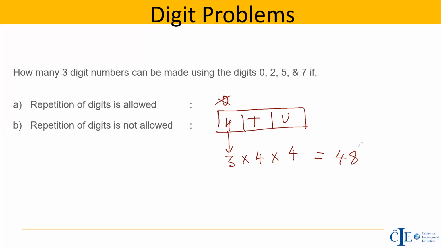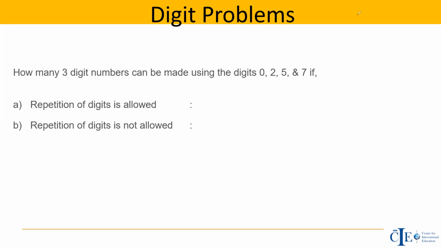Perfect. And when repetition is not allowed, again 0 not allowed here. So 3 cases. अब जो भी digit इधर use किया, let's say I used a 2 here. Then at the second place I cannot use a 2. But you can use a 0 then. So again 3 cases. And then 2 cases. So 3 into 3 into 2. So therefore 80. Perfect. That will give you 80. Right? So simple. This is how you go about it.